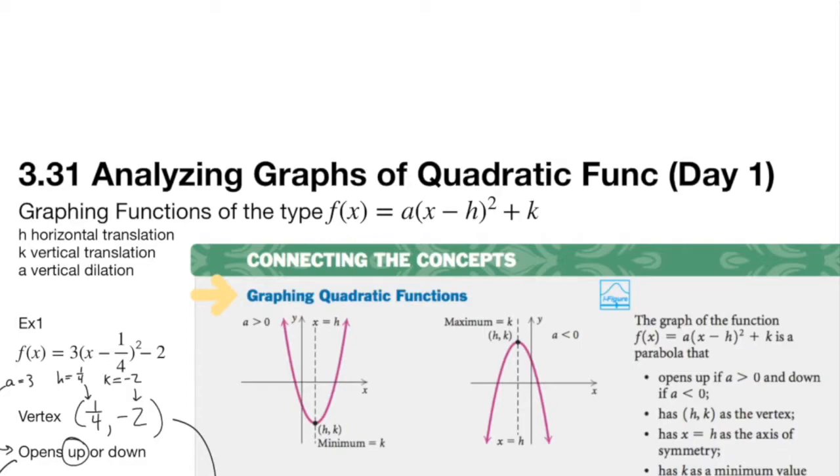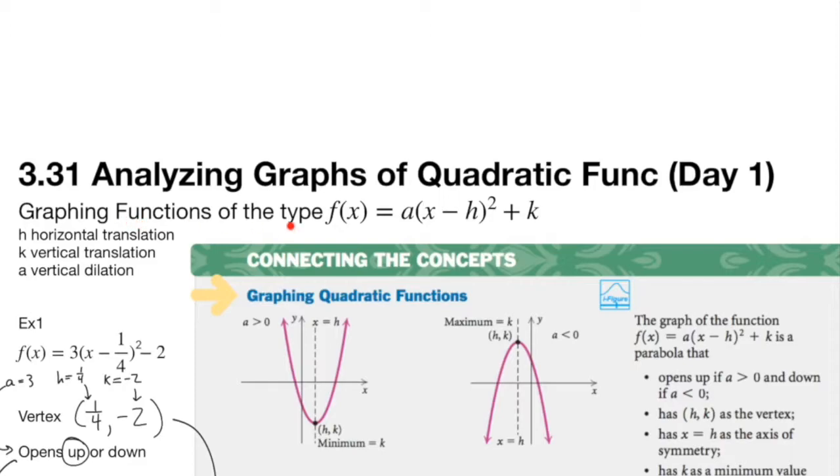Alright, you rock stars, here we go, section 3.31, analyzing graphs of quadratic functions, day number 1. We're going to split this up into 2 days. We're going to take it a little slow just to make sure that we get every little bit that we need. Graphing functions of the type f of x equals a parentheses x minus h squared plus k.